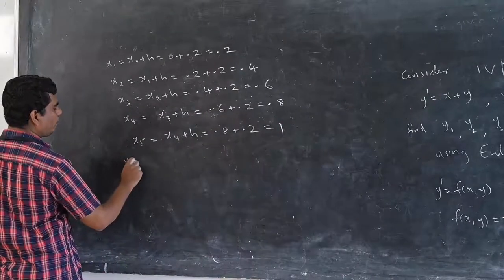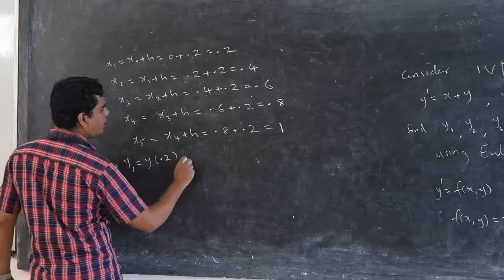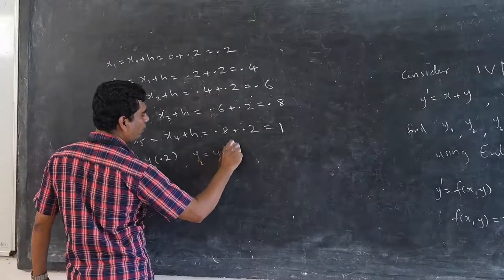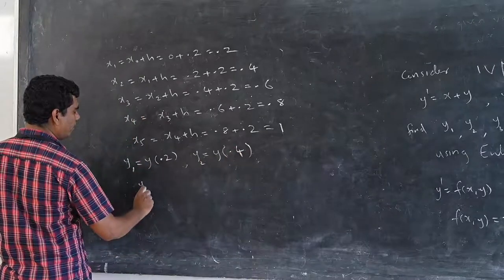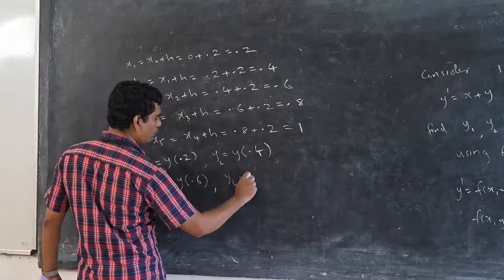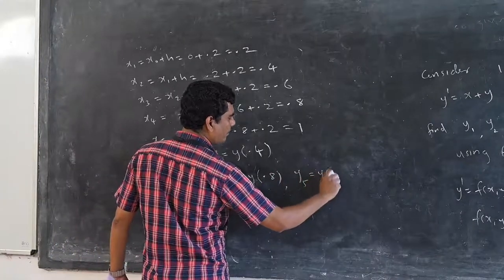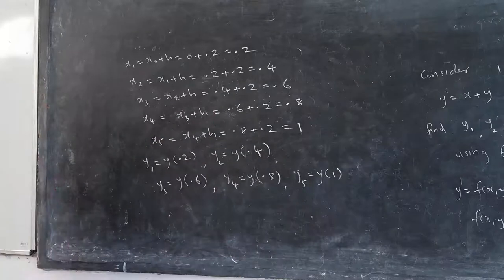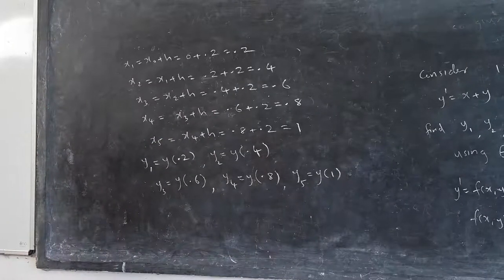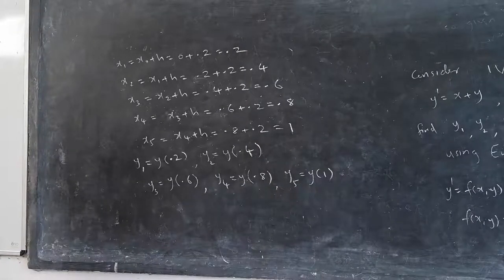Now y1 is equal to y of x1, y of 0.2. y2 is equal to y of x2, y of 0.4. y3 is equal to y of x3, y of 0.6. y4 is equal to y of x4, y of 0.8. y5 is equal to y of x5, which is y of 1.